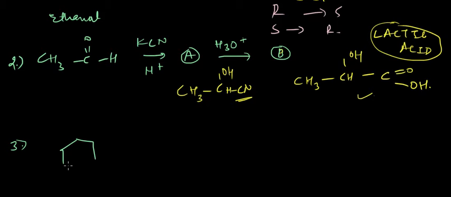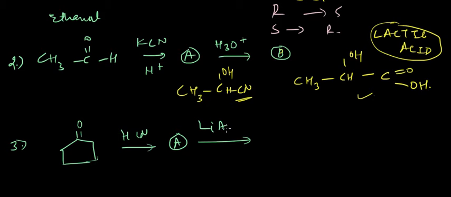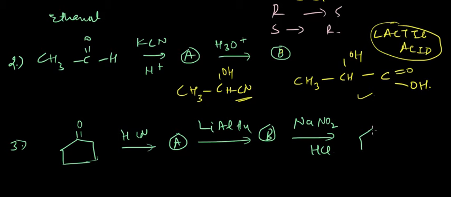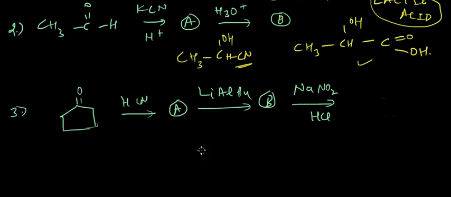We have a ketone group, and first we are reacting with HCN, we get product A. Then on reacting with LiAlH4, we get product B. Then on reacting with NaNO2 in HCl, we get a product something like this. So it's also a mystery, you have to determine this product as well. What would be product A? Product A would be nothing but a cyanohydrin. We'll be having something like OH and CN here.